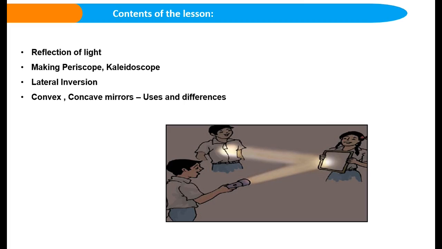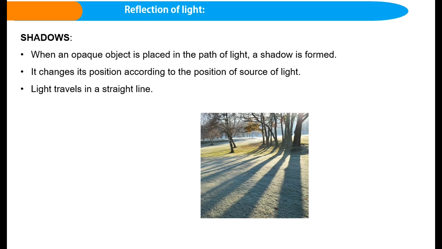In this lesson, we are going to study about reflection of light, making periscope and kaleidoscope, lateral inversion, convex and concave mirrors, their uses and differences. In this session, we are going to study about how light reflects after striking an object, making periscope, lateral inversion, and creating a garden in a box.